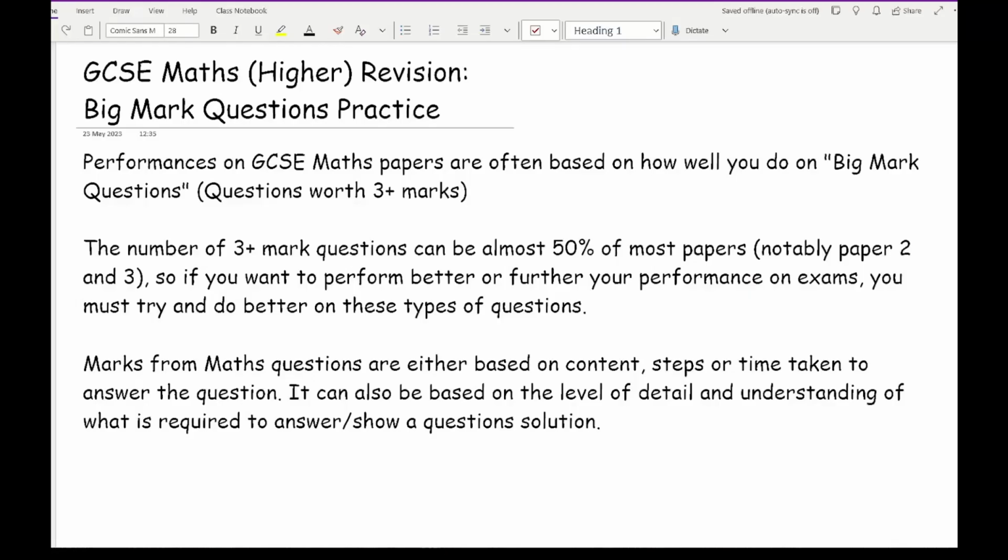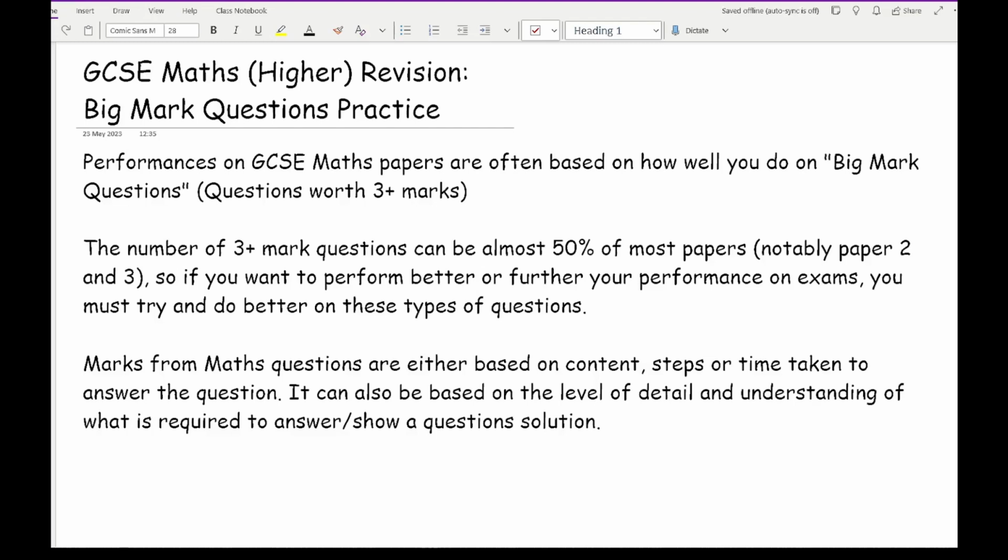Now, performances on GCSE maths papers are often based on how well you do on what we call big mark questions. In other words, questions that are worth 3 or more marks. Now, the number of 3+ mark questions can almost be 50% of most papers, notably of paper 2 and paper 3. So if you want to perform better or further your performance on exams, you must try and do better on these types of questions.